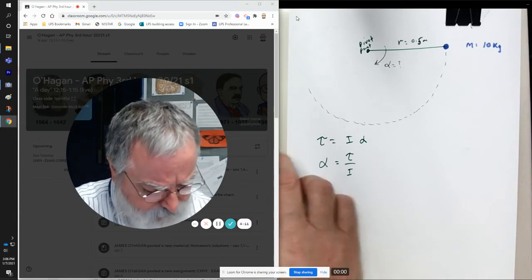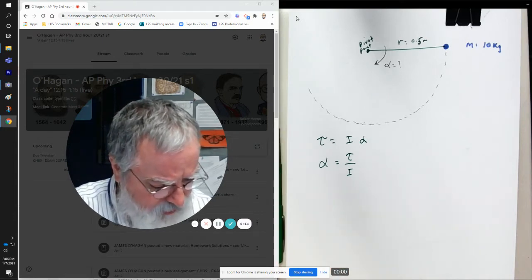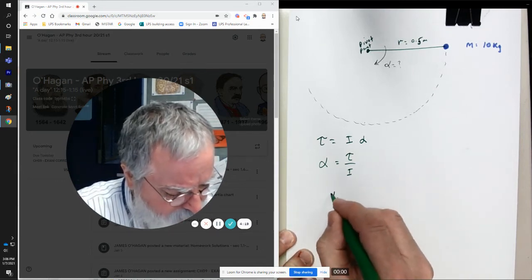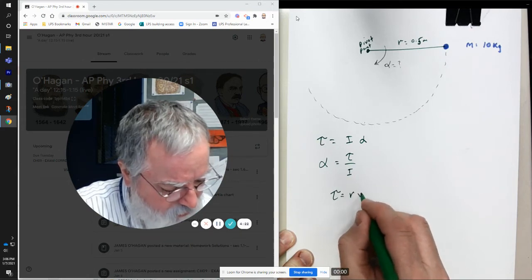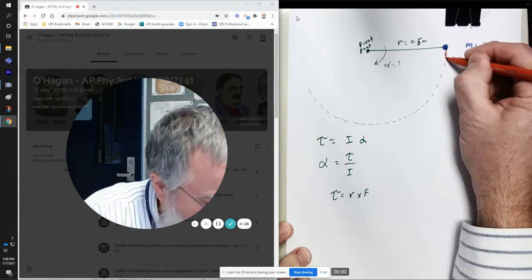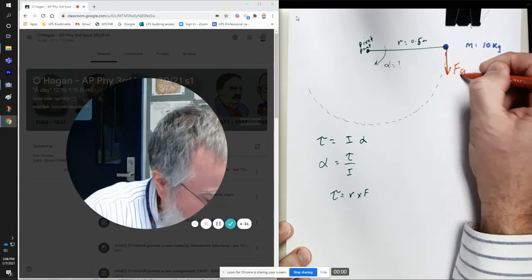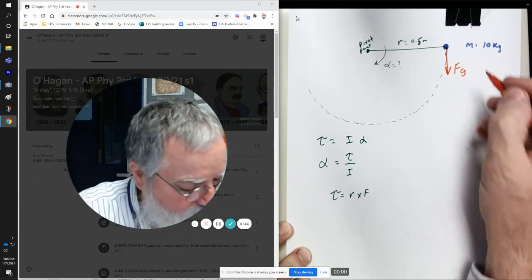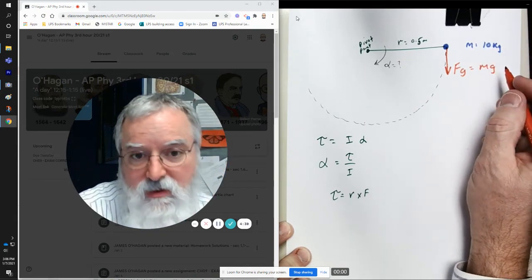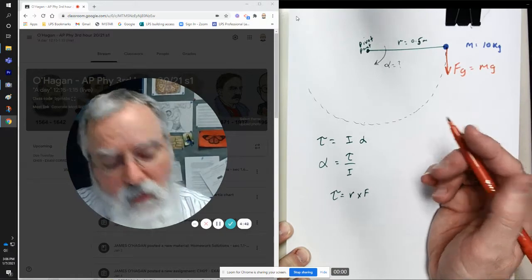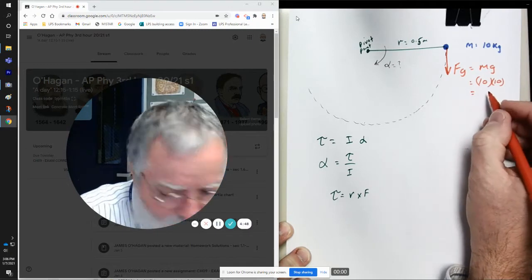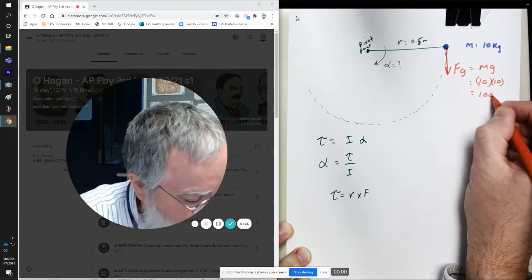So the torque. Torque, remember, equals R cross F. Since there's a radius, there's a force. I forgot the force. The force is going to be the force of gravity, and that's what's going to pull it down. The force of gravity is mg, and the mass is 10, and g is 10 down. I'm going to use 10 instead of 9.8. So this ends up being 10 times 10 in the down direction, so the force of gravity is 100 newtons. That's easy.